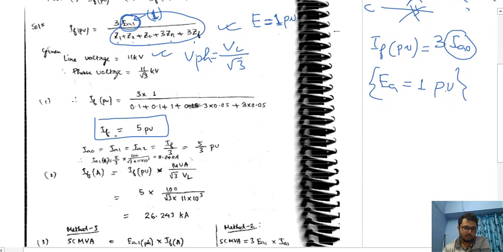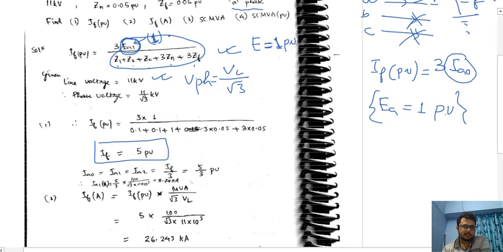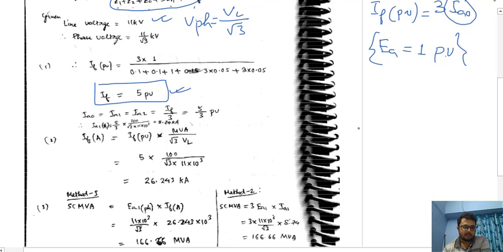Now IF we know. Next they are asking fault current in ampere, that means the actual value they want. Fault current in per unit we have already calculated. How much? 5 per unit. Next, fault current in ampere they want. So what is the formula? Fault current in ampere equals fault current in per unit into MVA by root 3 VL. We have seen this.